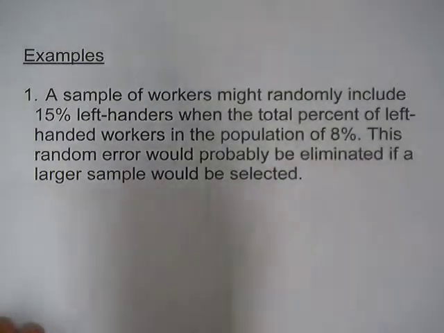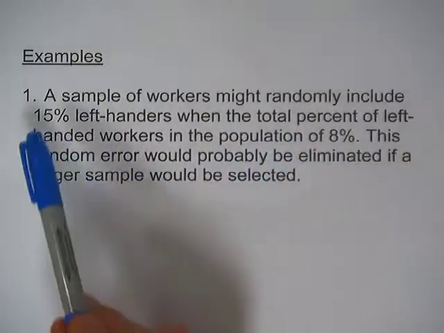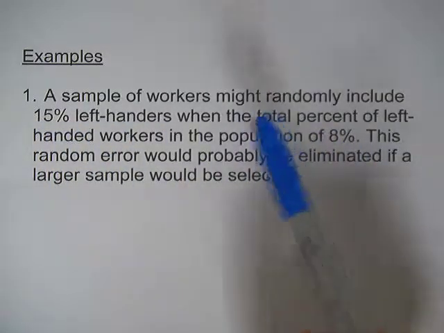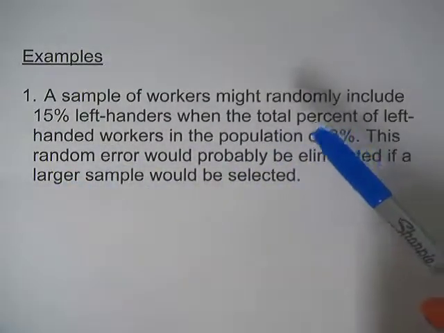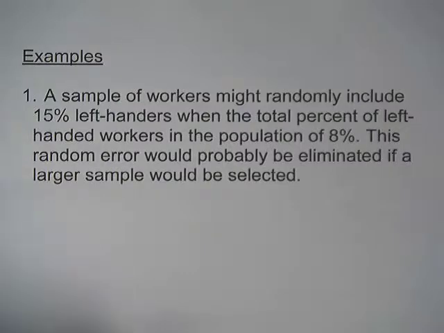So example number one, a sample of workers might randomly include 15% left-handers when the total percent of left-handed workers in a population is 8%. Okay, so this is what's going to be called a random error because your sample differs in characteristic than your population. Okay, and since this was a random sample, this is going to be a random sampling error just because we simply got a weird sample.